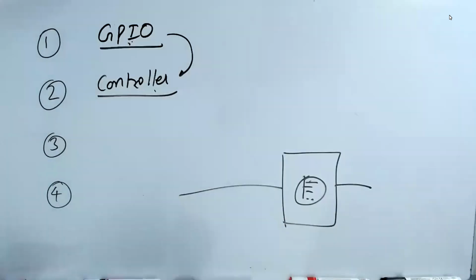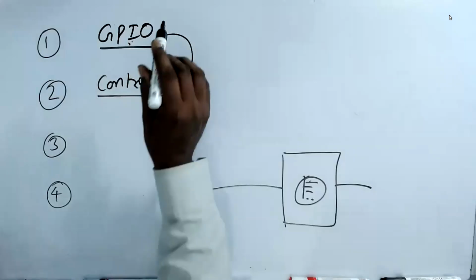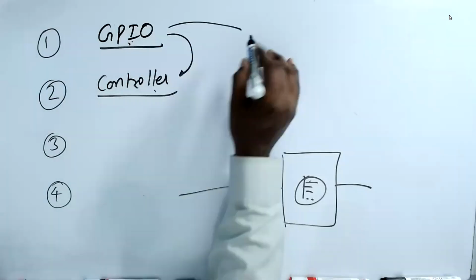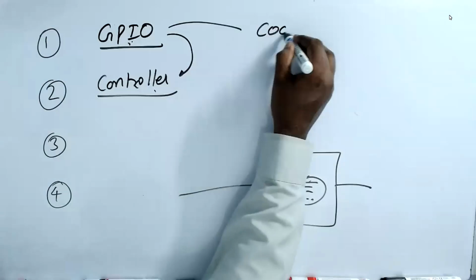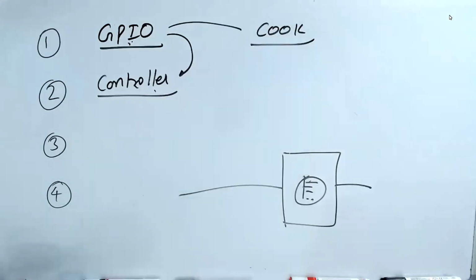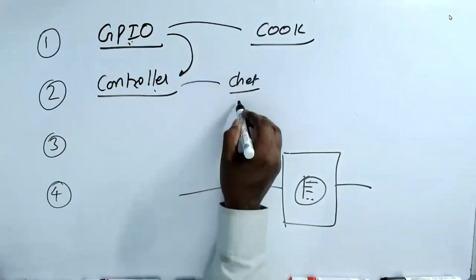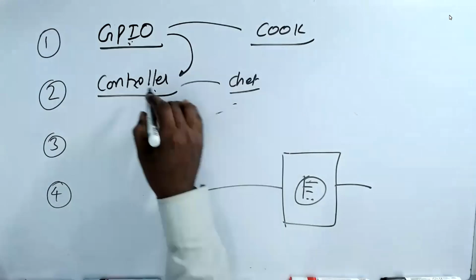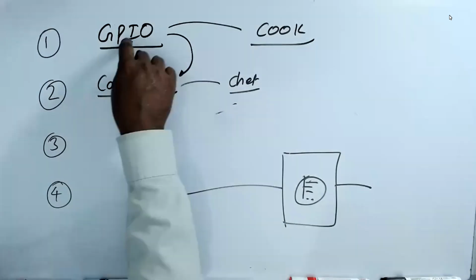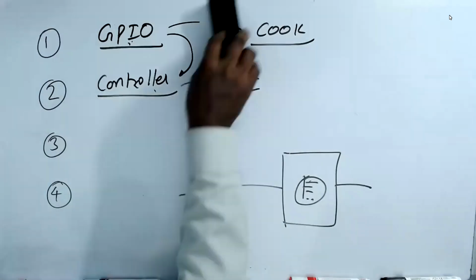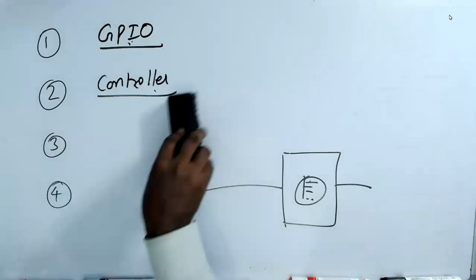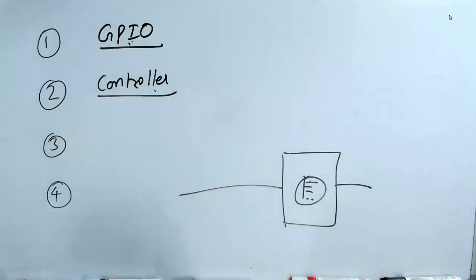For example, in GPIO, it is like you should cook. You should know how to cook a food. But here, you order the chef to cook a food. You need not know about cooking. The big difference between the controller and the GPIO is, in GPIO, you should know everything. In controller, you need not know anything. The controller is easier than GPIO, please.